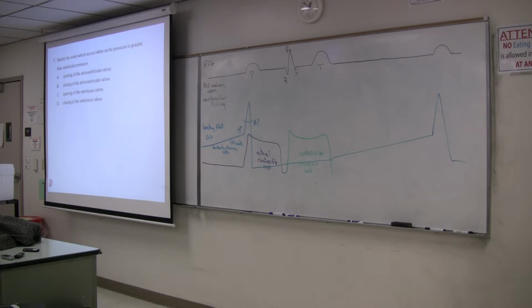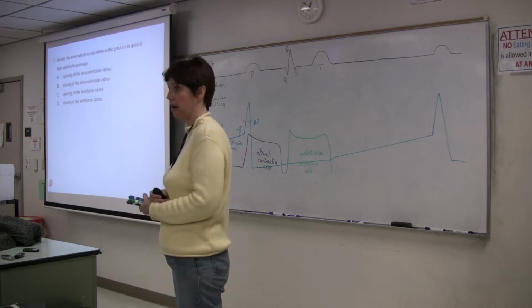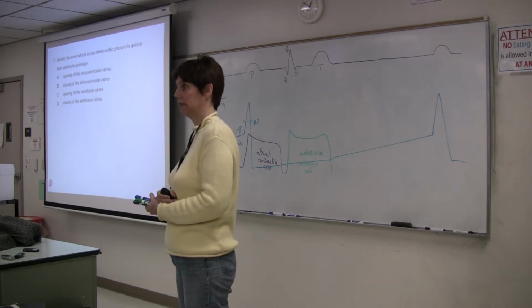Are we talking about semilunar valves, or are we talking about atrioventricular valves? Is there an atrioventricular valve between the aorta and the ventricle? Atrioventricular valves are between the atrium and the ventricle. What's between the aorta and the ventricle? Semilunar valves. So when aortic pressure becomes greater than ventricular pressure, it's the semilunar valves that are going to be affected. Aortic pressure has no effect on the AV valves.